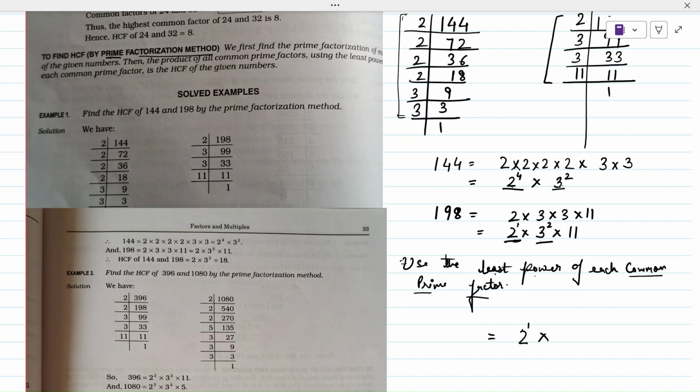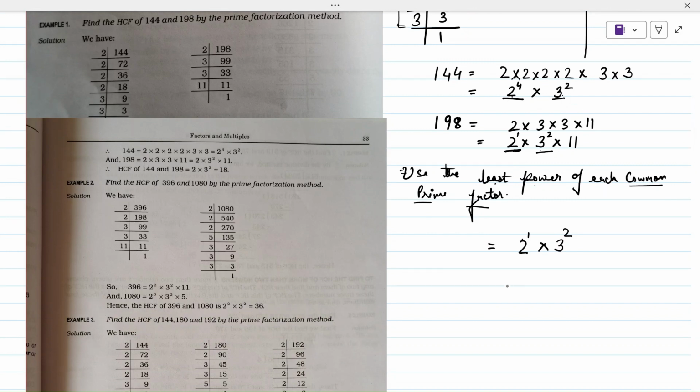And then for the other number, we have 3 raised to the power 2 here and here as well. So we will take the same. That means our least power of each common factor is 2 raised to the power 1 and 3 raised to the power 2. And now we have to find their product. I can write this as 2 times 3 raised to the power 2, which is 3 multiplied by 3, that is 9. So the answer is 18. So our HCF of the given numbers 144 and 198 is 18 using the prime factorization method.